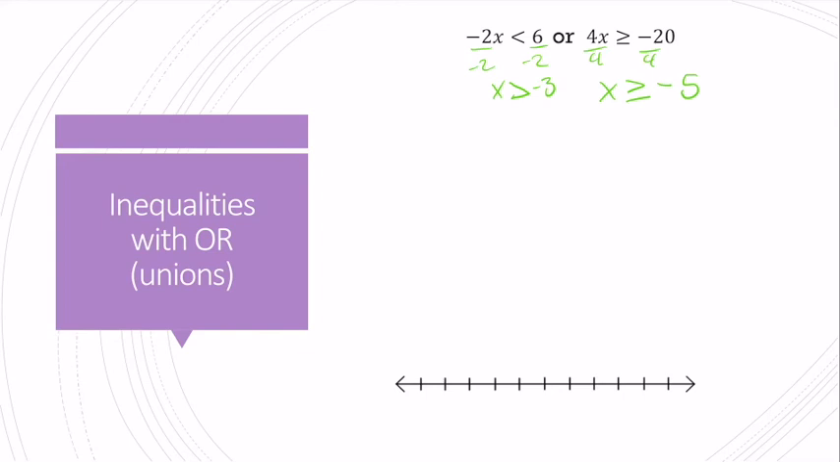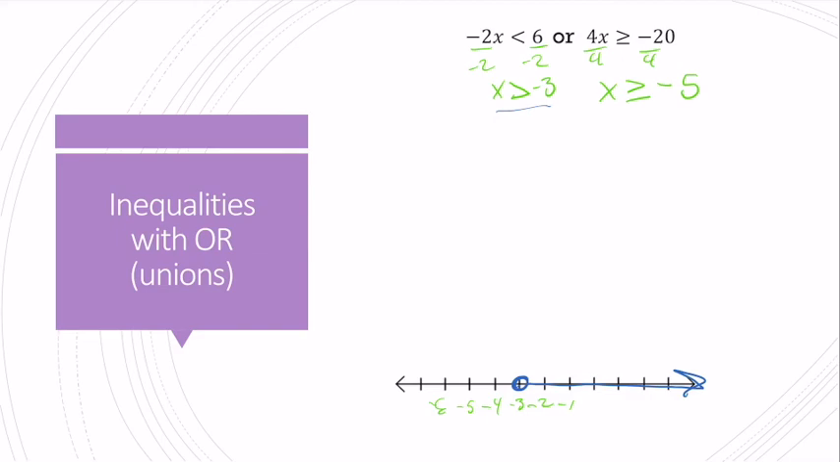So let's go ahead and plot this. I have x is greater than negative 3. So I'm going to have, let's go ahead, negative 4, negative 5, negative 3. So x is greater than negative 3. Negative 3 is not included. We're going to go ahead and graph that in blue. And for x to be greater than negative 3, I'm going to shade to the right.